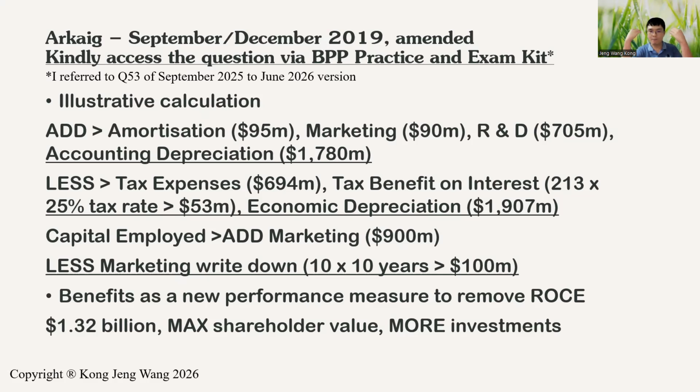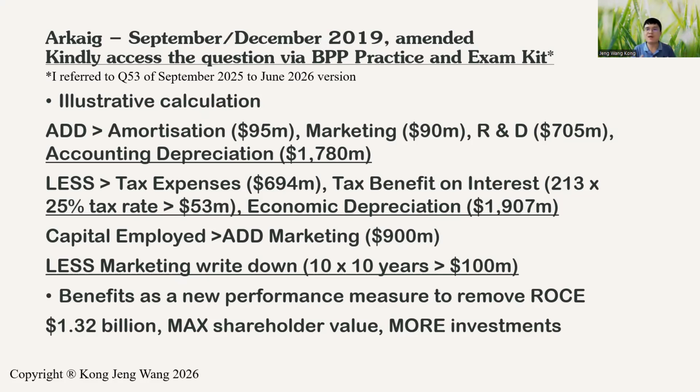Then you can put into the formula of this EVA, which is NOPAT after the adjustment of whatever add and less of the above two lines, and then minus the percentage of the WACC times the capital employed here. Then you will get this 1.32 billion dollars, which is positive.